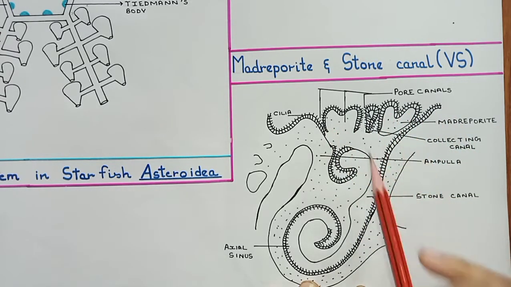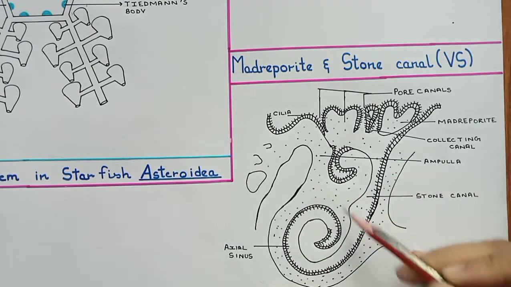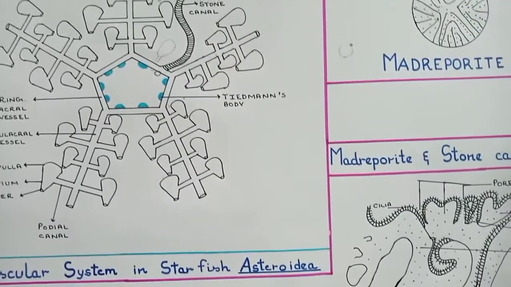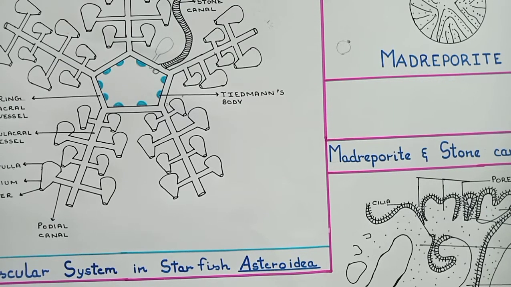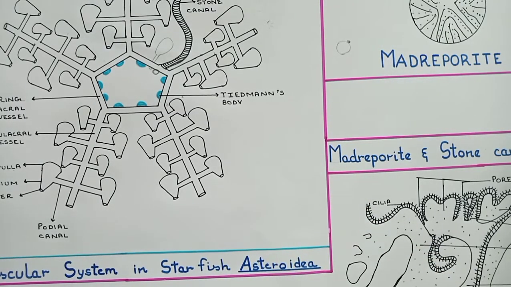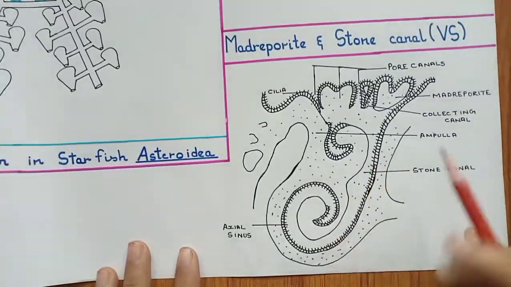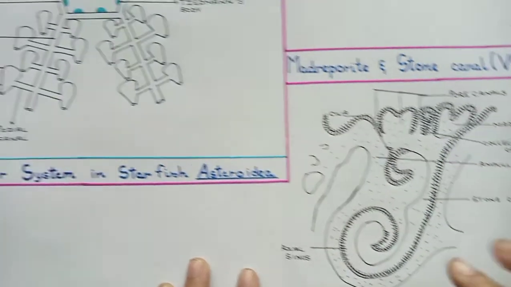Now these pore canals get collected in the collecting canal, enters the stone canal, and then from the stone canal enters the ampulla. This is the ampulla here. There are said to be approximately 200 pore canals present in this Metroporite. The water from the Metroporite enters the stone canal and gets collected in the ampulla.